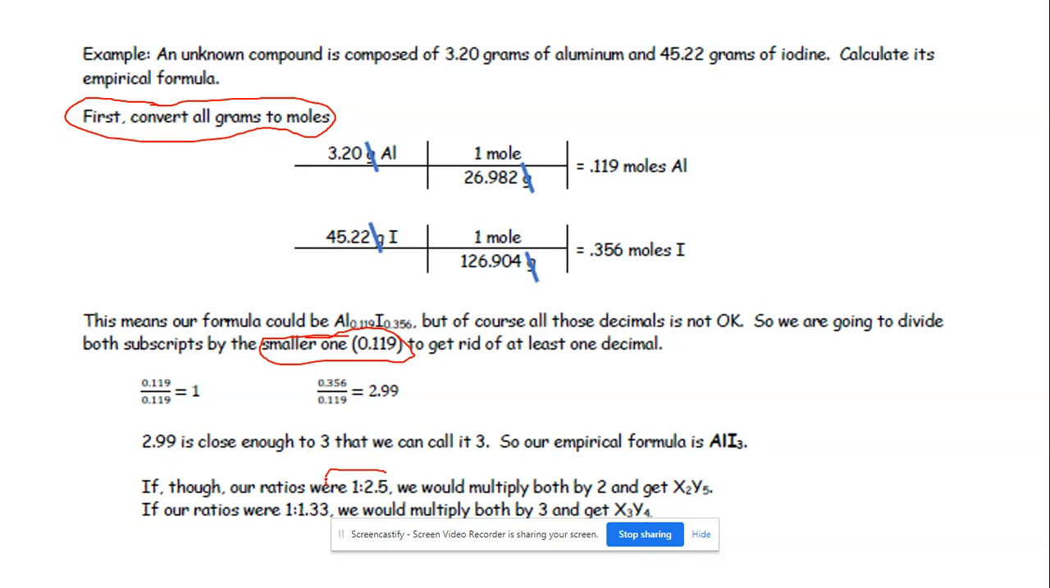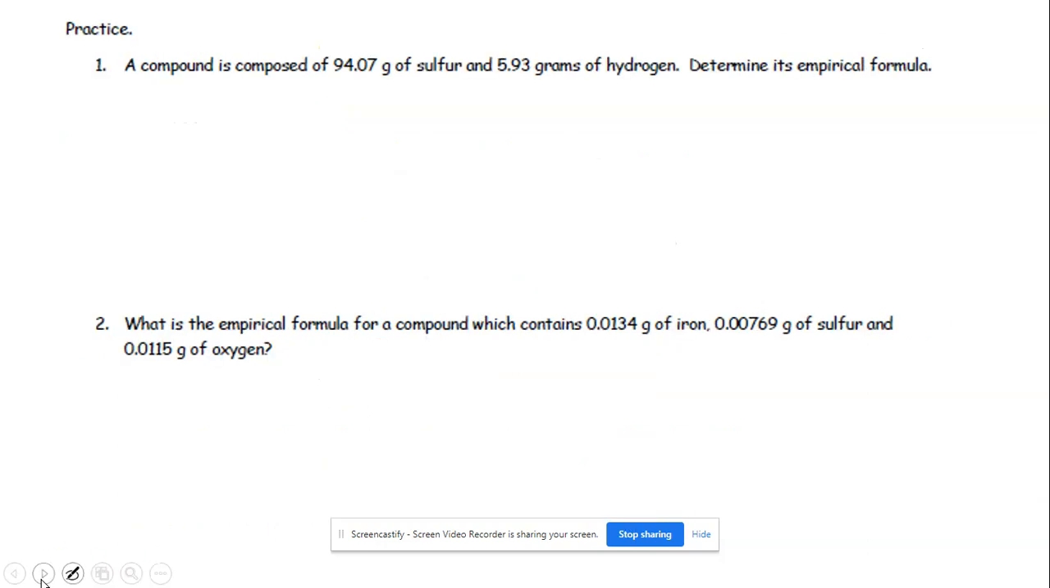But if I had like 1 to 2.5, do not round 0.5. Instead, scale those both up by 2. So instead of 1 to 2.5, you'd get 2 to 5. And if you had like 1 to 1 1/3, multiply by 3 and get a ratio of 3 to 4. Good? Good. So hopefully you have your calculators and periodic tables ready, because here we go.